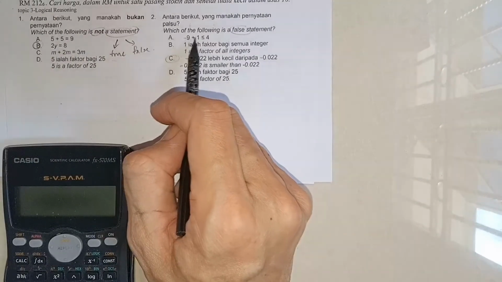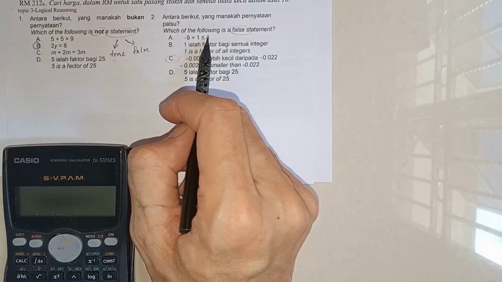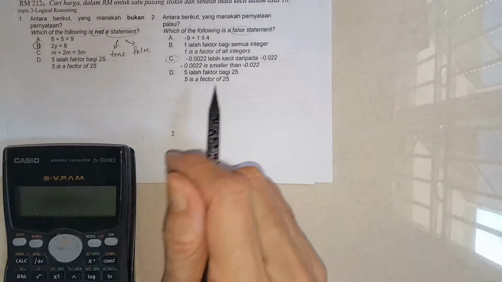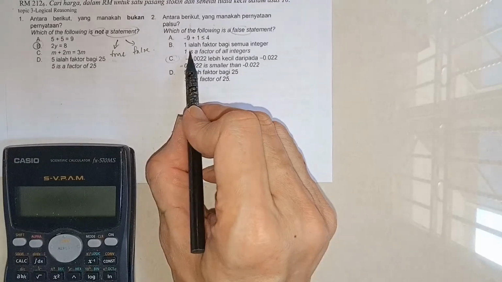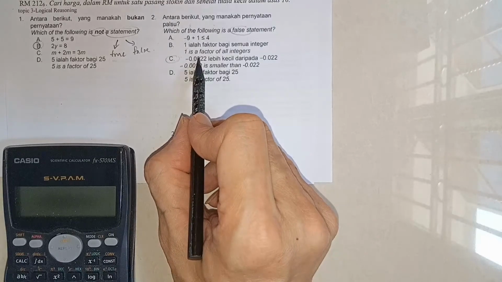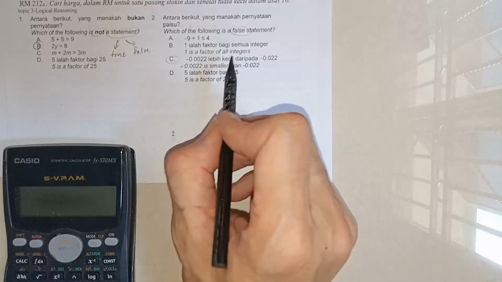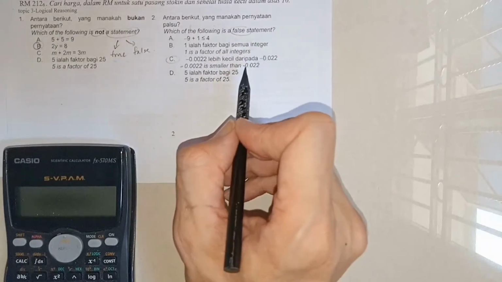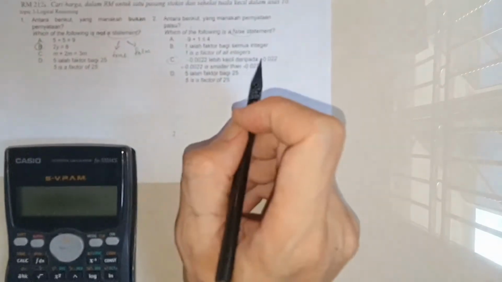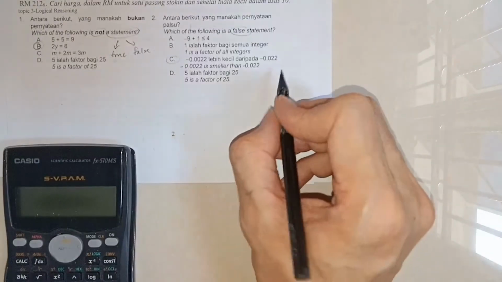Okay, negative 1 plus negative 9 plus 1 is negative 8, less or equal to 4, so it's a true statement. Then we look here, 1 is a factor of all integers. Correct, 1 times 1 is equal to 1, 1 times 2 equal to 2, so 1 is a factor for everything.